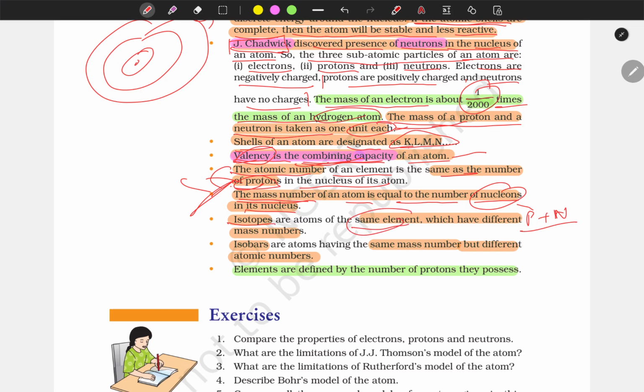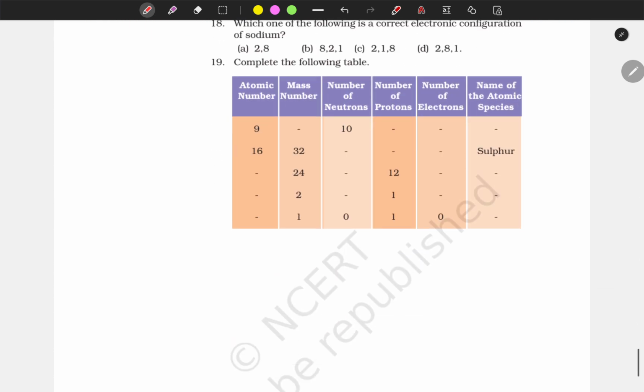Isotopes are atoms of the same element but having a different mass number. They have the same number of protons, but the neutrons are different, and that is why the mass number is different. Isobars are different atoms but have the same mass number, having a different atomic number. Elements are defined by the number of protons they possess, so that is also explained. So this is the end of this exercise, and thanks for watching this video.